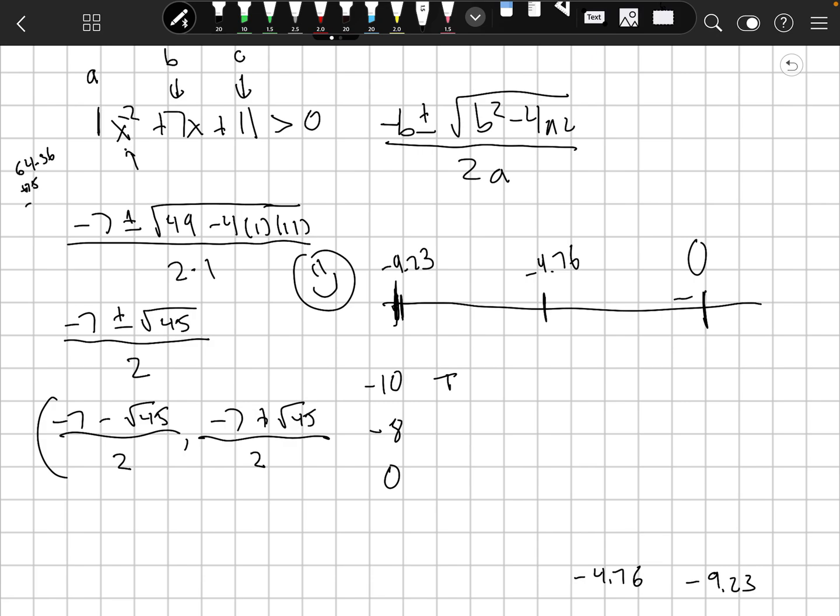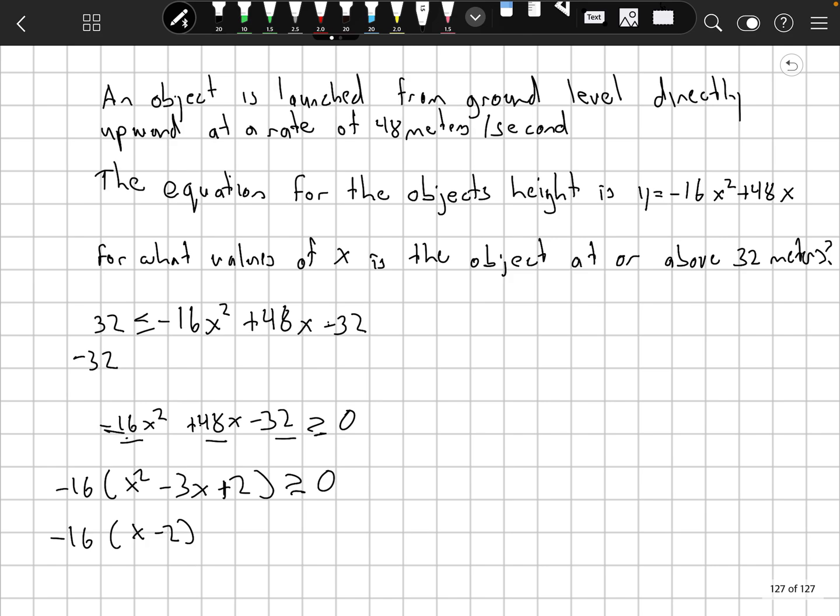So that's 75 minus 56. That's also going to be greater than 0, so that one happens to be a true statement too. And then I'm going to plug in 0. So 0, 0, 11 is going to be greater than 0. That one's also a true statement. So you can kind of see here that this is just going to be all real numbers. All right, let's take a look at one last one.